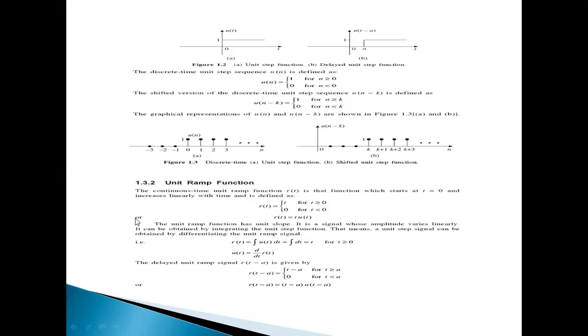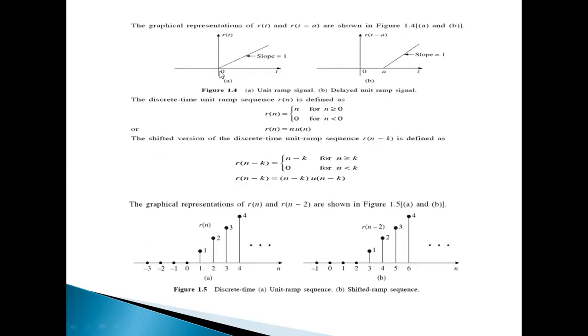Or you can see the unit ramp function has unit slope. It is a signal whose amplitude varies linearly. You see, linear means like this. As I take t equal to 0, r of t is 0 here. At t equal to 1, the value is 1. At t equal to 2, r of t is also 2. At t equal to 3, r of 3 is also 3. At t equal to 4, r of t is also 4. So slowly, when you join all the points, you get the linear function. Okay, my dear students.